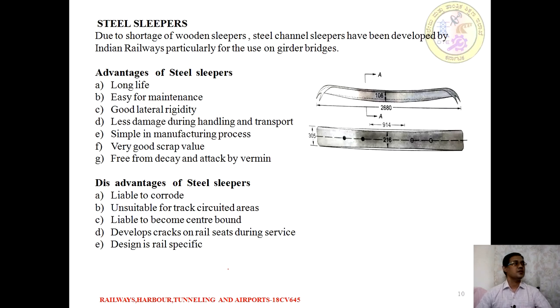As wood has certain disadvantages, next we use a higher strength and more durable material as a sleeper, that is steel. As we know, the forest started decreasing and the usage of wood increased. This led to a shortage of wooden sleepers, and also from the durability point of view, steel channel sleepers were developed by the Indian Railways, particularly to be used in girder bridges. So that is the beginning. If we look at the advantages, it has a long life and is more durable.